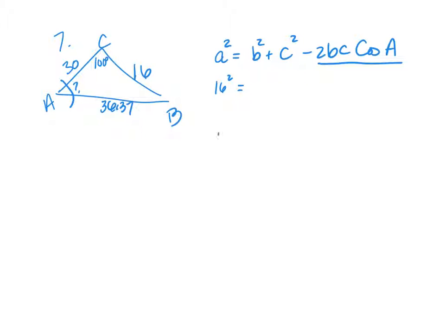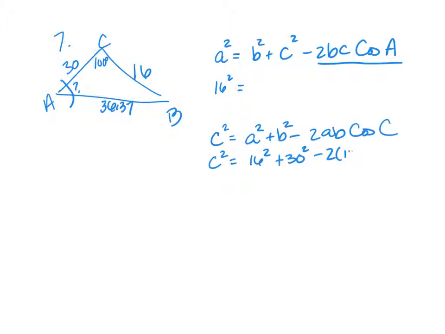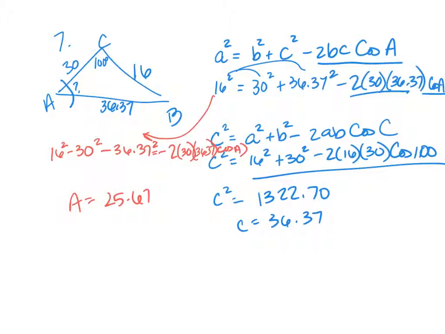So little c is going to be c squared equals A squared plus B squared minus 2AB cosine of big C, right? So c squared, we don't know. Let's pretend we don't know it. A squared is 16 squared plus 30 squared minus 2 times 16 times 30 times cosine of 100. And we're going to put that all in the calculator in one row. In this case, you have to find little c first using the law of cosine, and then you find big A by using the law of cosine. So it gives you that big A is 25.67 degrees.